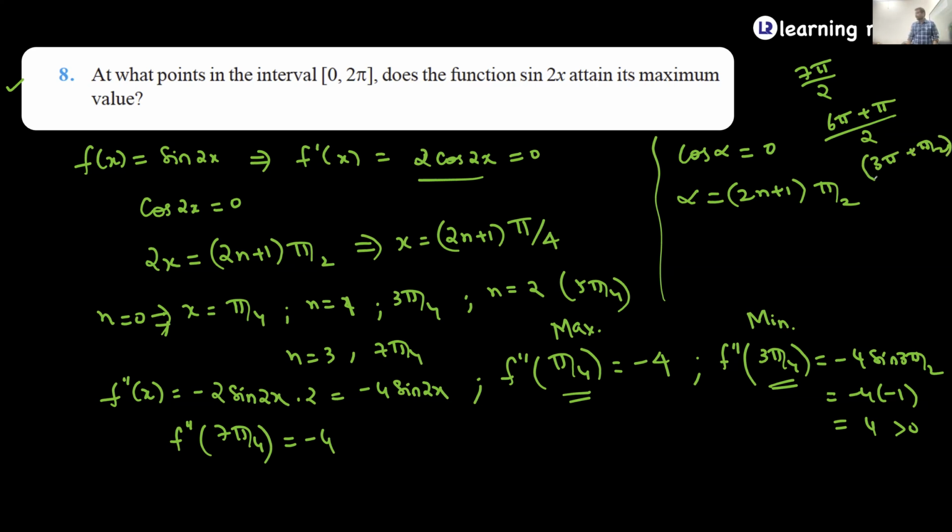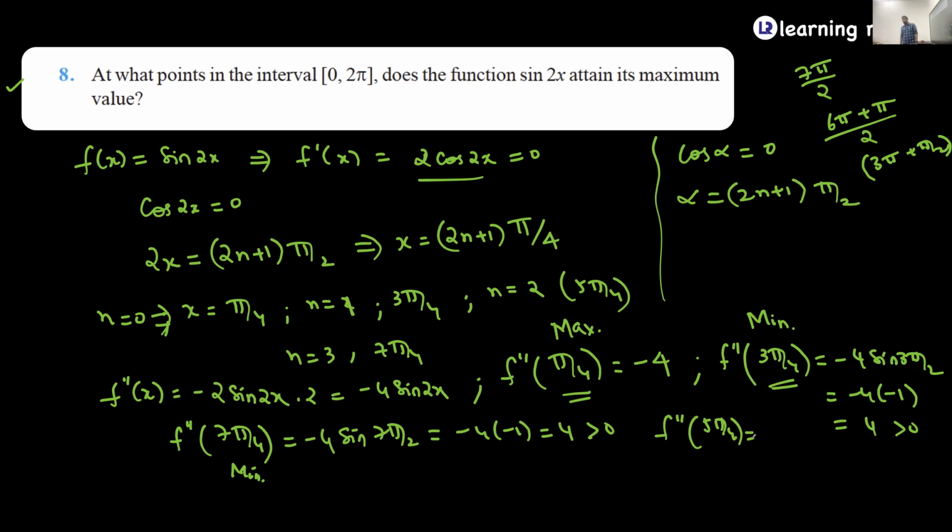3 pi means which quadrant are we falling into? 2 pi is first quadrant, 3 pi is third quadrant. So 3 pi plus pi by 2, you are at the end of the third and the fourth quadrant. Minus 4 into sin 7 pi by 2: sin of 3 pi plus pi by 2 is minus sin pi by 2. So you will have minus 4 into minus 1, which will be 4, again greater than 0. So you have minimum value here. Then what about f double dash of 5 pi by 4? We missed 5 pi by 4 in between. So what is f double dash of 5 pi by 4?